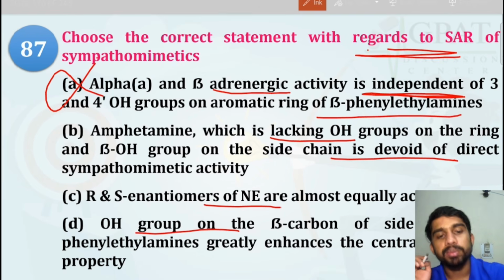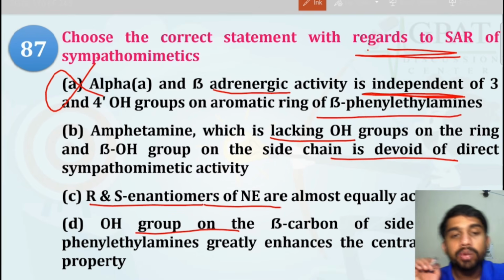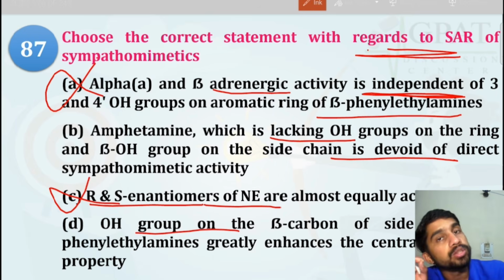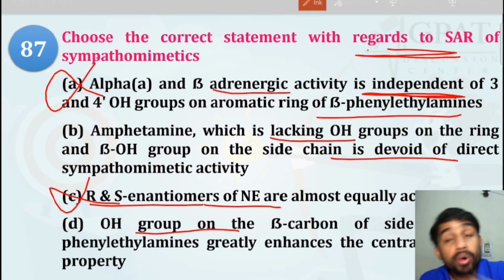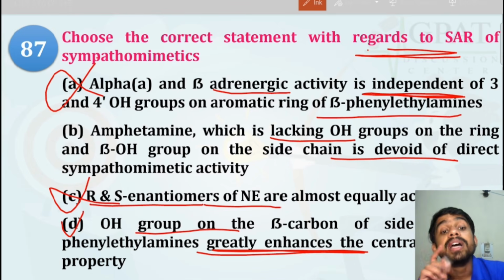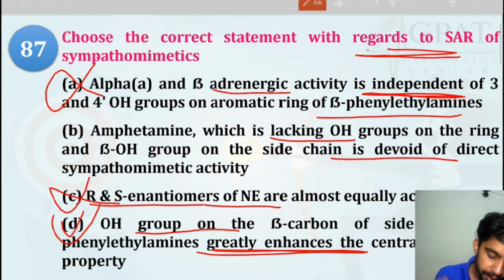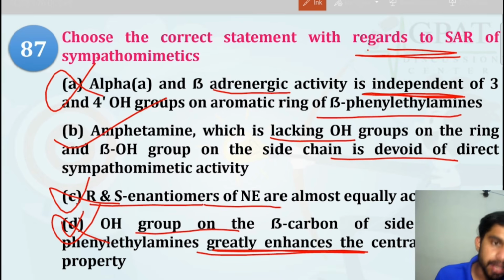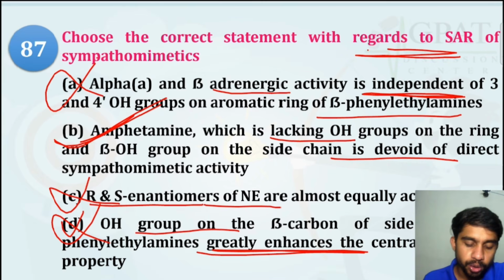If you talk about option C, that R and S enantiomers are equally active, no, R enantiomers are generally more active than S enantiomers. And the OH group on the beta carbon of the side chain greatly enhances the central stimulant activity? No, it is not enhancing, it is decreasing. Why? Because due to this OH group, lipid solubility will decrease, and when lipid solubility decreases, the central activity also decreases. So the correct answer for this question will be option B.